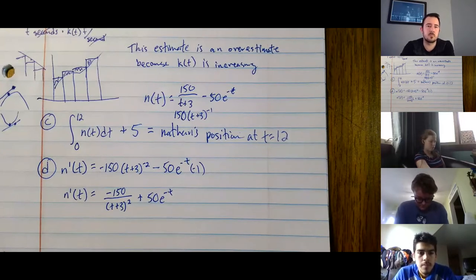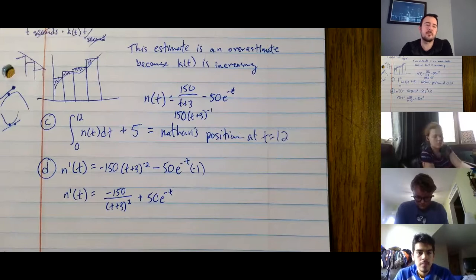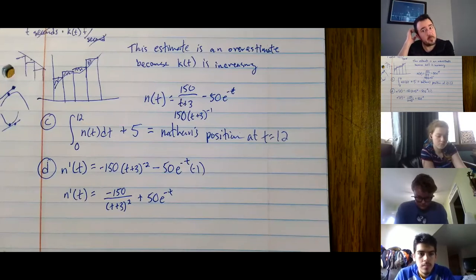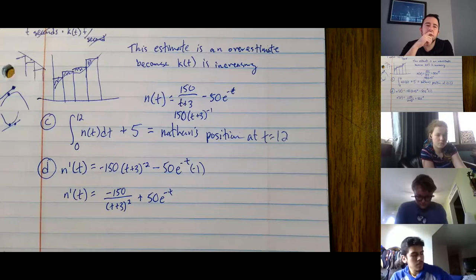So you have to read into the fact that he started 5 feet ahead of Kathleen, and Kathleen started at the starting line. Okay. So basically, if you said, where is Nathan at t equals 0? You would say 5 plus the integral from 0 to 0, right? Obviously, 0 to 0 would be 0. But where is Nathan at 2 seconds? It would be 5 plus the integral from 0 to 2. Yeah, that makes sense.